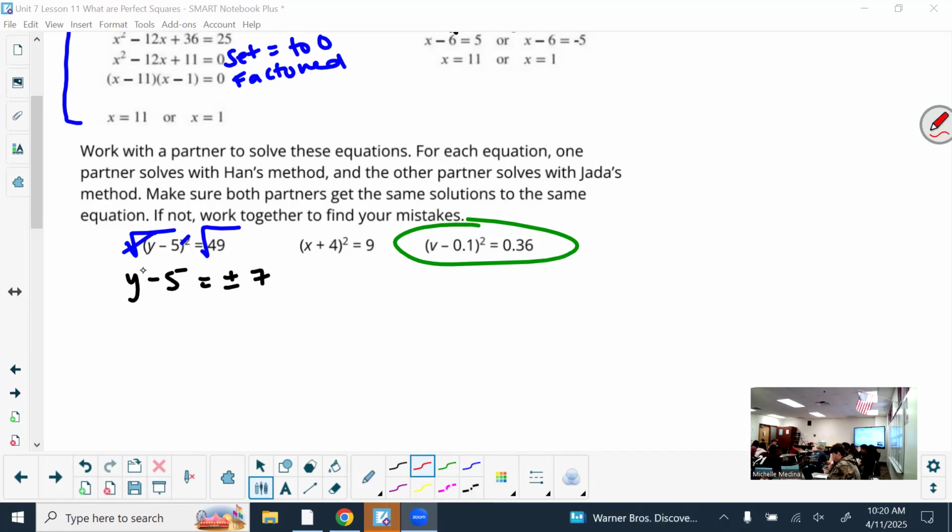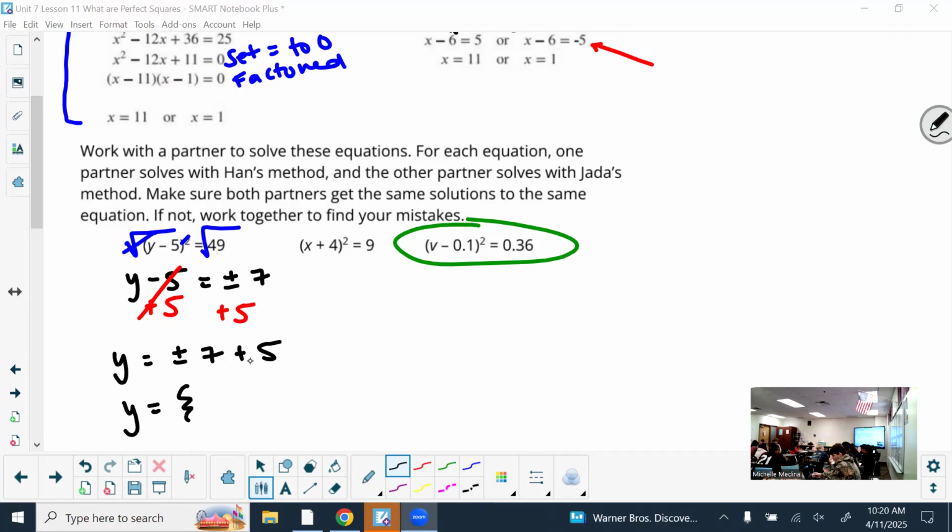How do you fully isolate the y? Add 5. Whatever you do on one side, do to the other. You could have, at that stage that I wrote in black, set it up to 2 separate problems, like here how Beta did it, if that's easier for you. Personally, for me, it's easier to just remember to do the positive 7 plus 5 and then the negative 7 plus 5, but up to you.